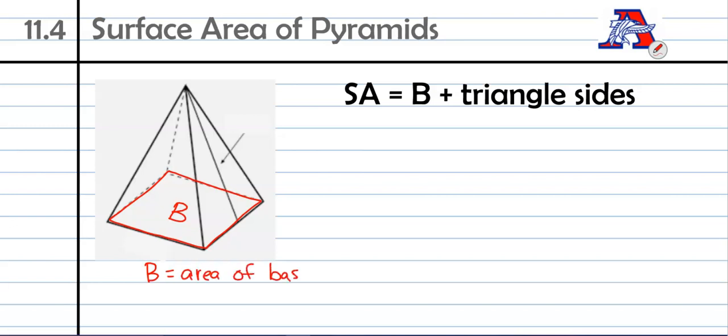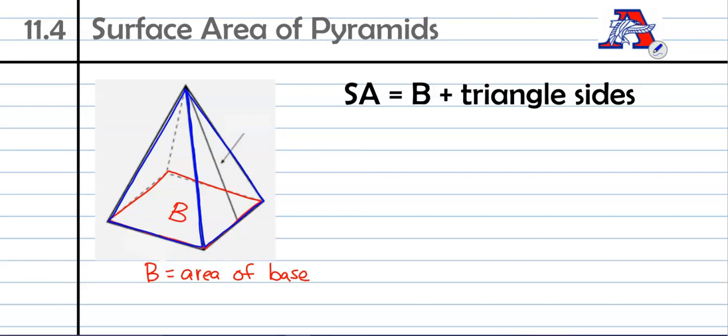Okay, the other nice thing is you only have one of them. It's not like a prism where you have to find two bases and add them together. You just have the one base. So when we're finding the surface area, makes sense that we'd have to find the area of the base. That's part of it. But then we're going to have these triangle sides. All the way around our pyramid, we have these triangle sides, and they are all going to be congruent triangles.